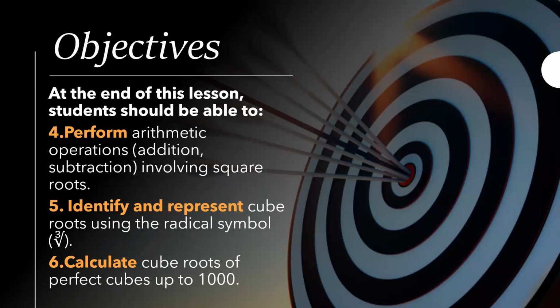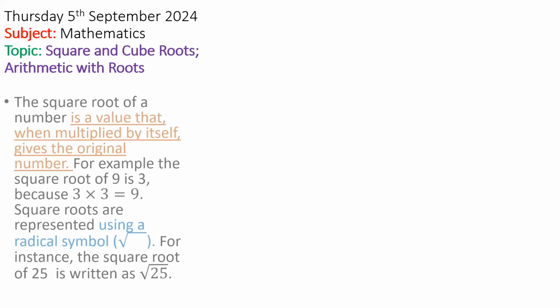Identify cube roots using the radical symbol with the 3 on top, and then calculate the roots of perfect cubes up to 1,000. So that's the objectives for today, at least for this part. Okay, so let's write this down. First of all, we're going to write down the definition of the square root.